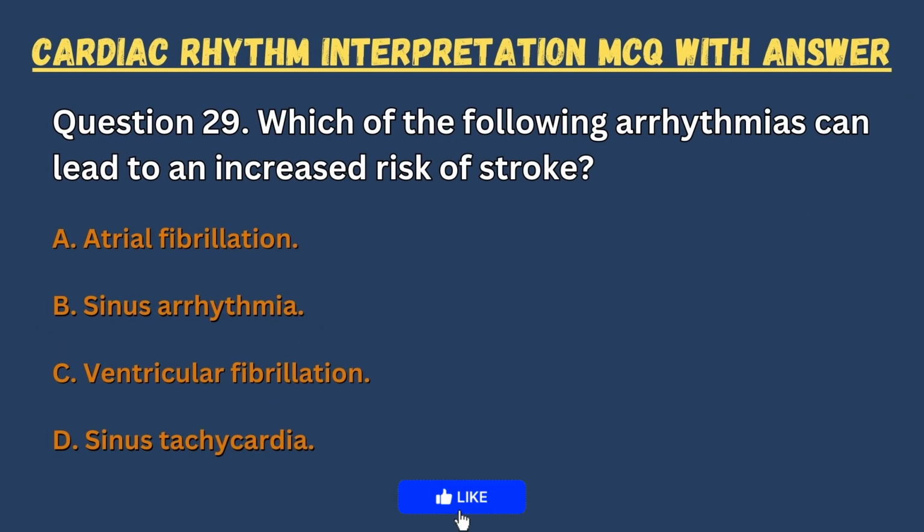Question 29. Which of the following arrhythmias can lead to an increased risk of stroke? A. Atrial fibrillation. B. Sinus arrhythmia. C. Ventricular fibrillation. D. Sinus tachycardia.